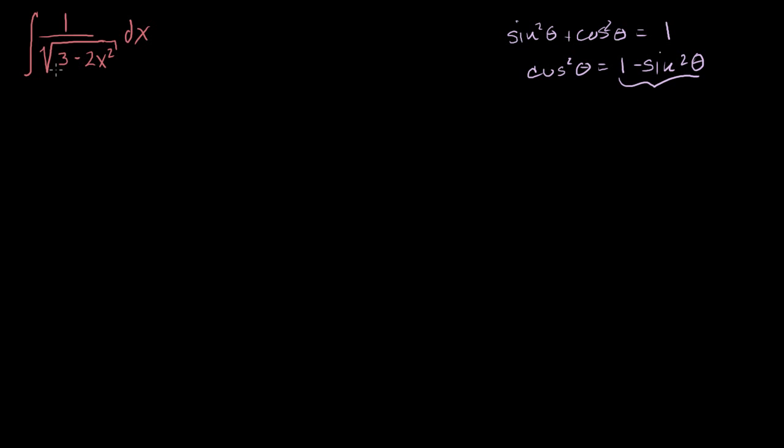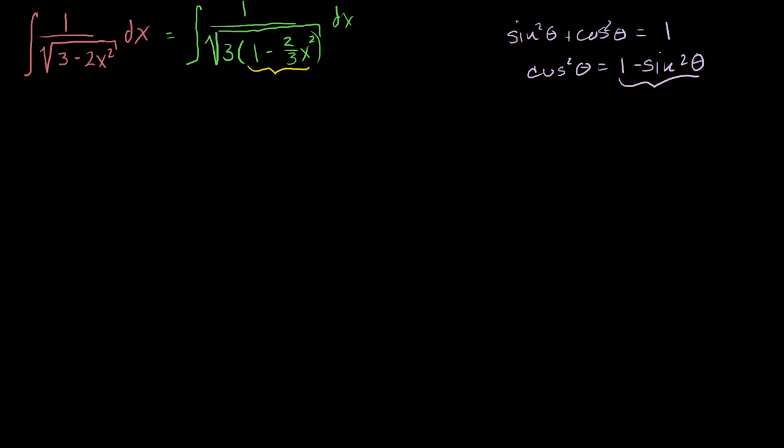So the first thing, I would like to have a 1 here. At least that's how my brain works. So let's factor out a 3 out of this denominator. So this is the same thing as the integral of 1 over the square root of 3 times 1 minus 2/3 x squared. Nothing fancy here. I just factored the 3 out of this expression. But the neat thing now is this expression looks a lot like that expression.